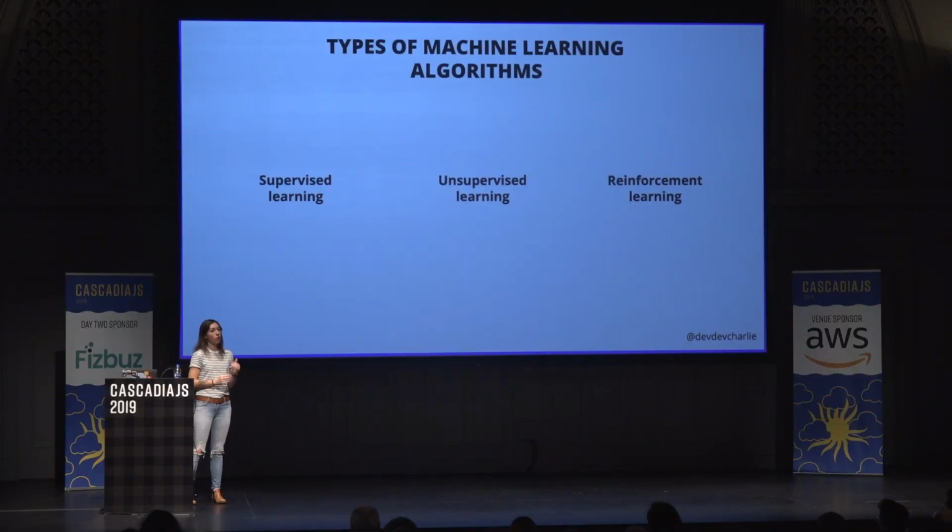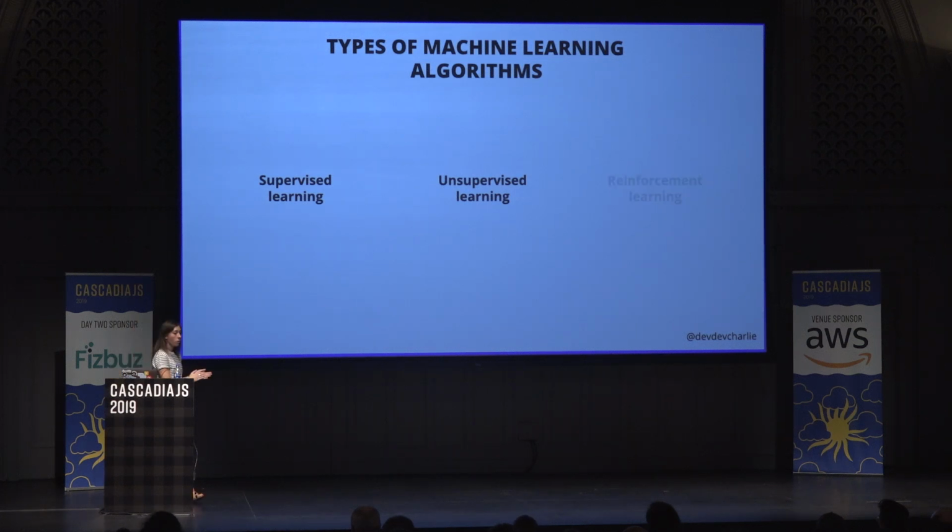In machine learning, there are three different types of learning: supervised, unsupervised, and reinforcement learning. For this talk, I'm only going to cover supervised and unsupervised, first of all because I don't have the time, but also because a lot of the problems you will want to solve when you get started fall into the supervised and unsupervised categories. So reinforcement, you can leave for now.